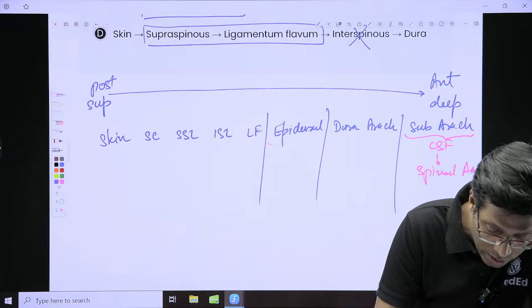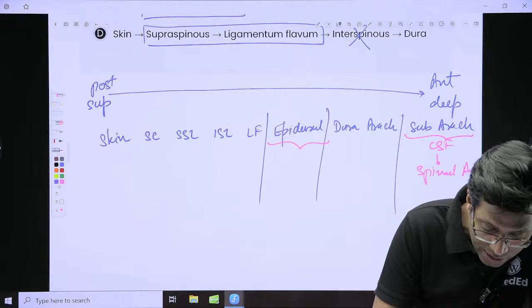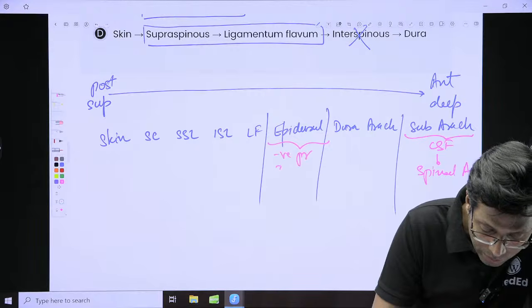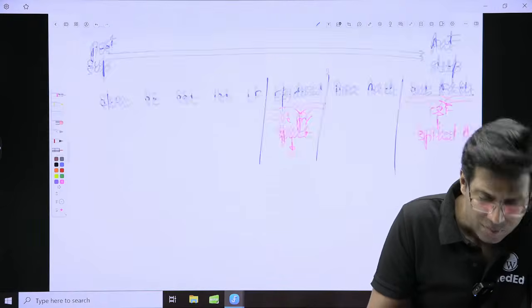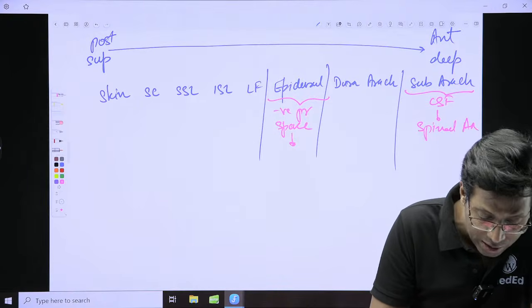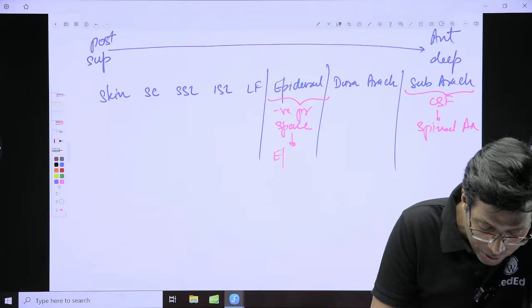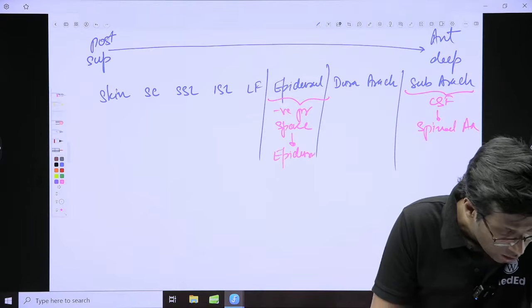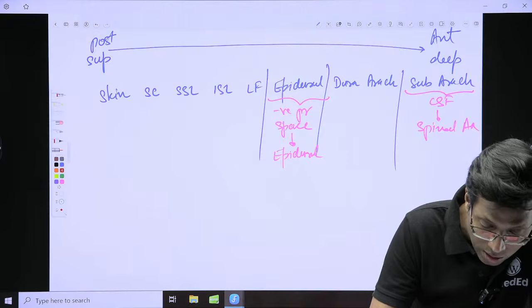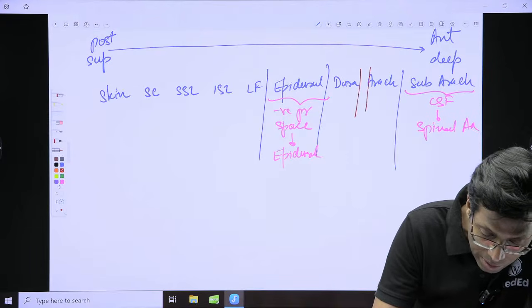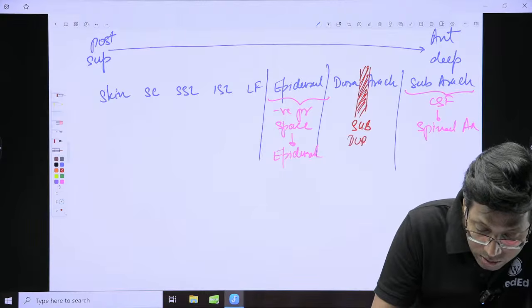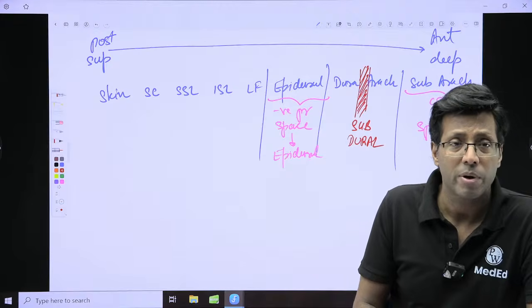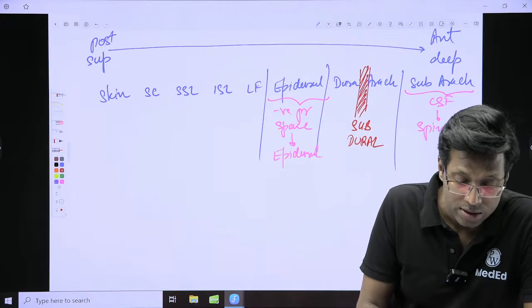Epidural is given over here. This is a negative pressure space. It's a potential space, basically at negative pressure. This is where we give epidural. This time they could ask subdural. Where is subdural? The area between dura and arachnoid. This is basically called subdural.